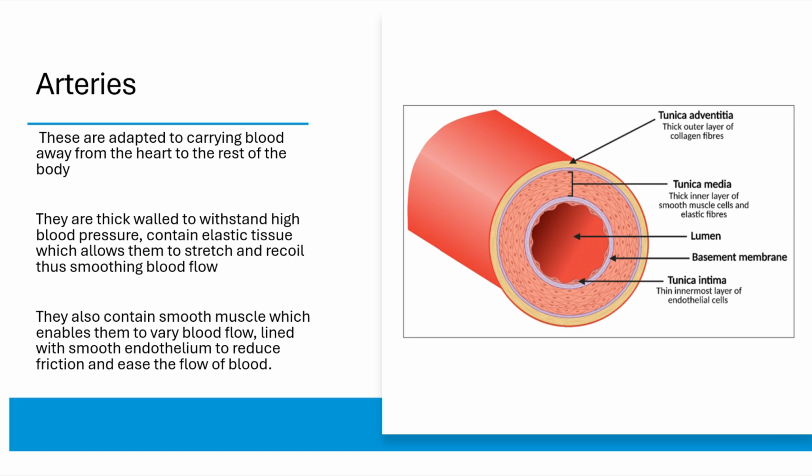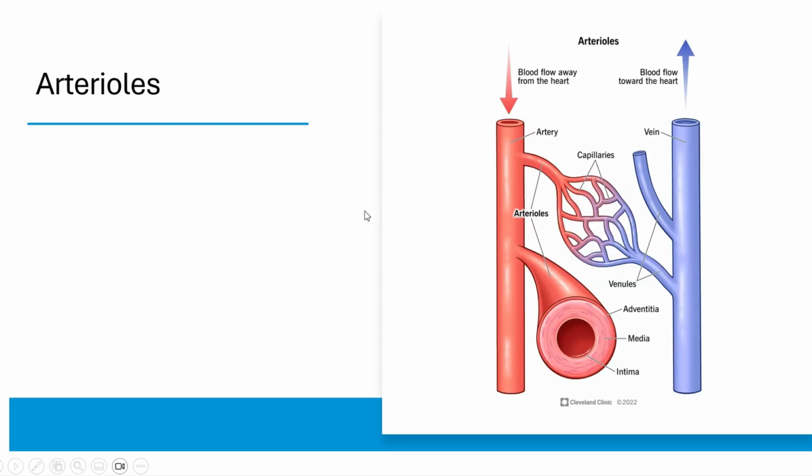They also contain smooth muscle, which enables them to vary blood flow, and are lined with smooth endothelium to reduce friction and ease the flow of blood. Obviously, they have a fairly big lumen, but not that big. You also have a lot of muscular wall, to withstand the high pressure in there.